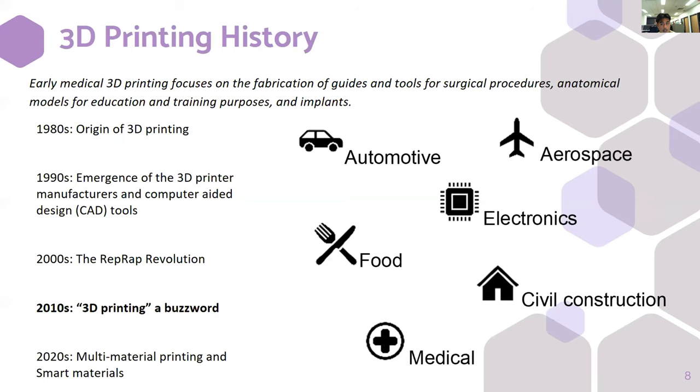So in the 2010s, 3D printing has branched off to different applications, with 3D printed high strength and lightweight metals for automotive and aerospace, circuit boards in the electronics industry. We have 3D printed chocolates and meat in food, concrete houses in the civil construction industry. And last but not the least, we have the medical industry, where they use 3D printing to develop guides and tools to aid surgical procedures, anatomical models for education and training purposes, and bone implants.